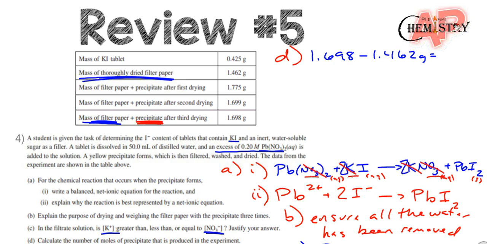So I have... and now it's just a step. I'm in grams, I just want moles. That's all it's asking. So just make sure you add it up correctly.